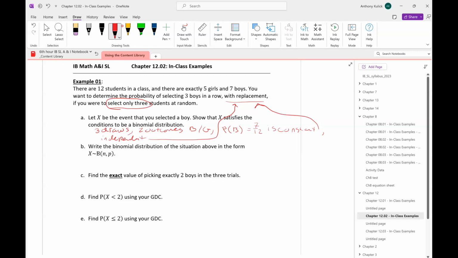And again, by show, oftentimes it's just going to be like you state it and the reason is given to you in the explanation, right? There's not really anything to calculate here.